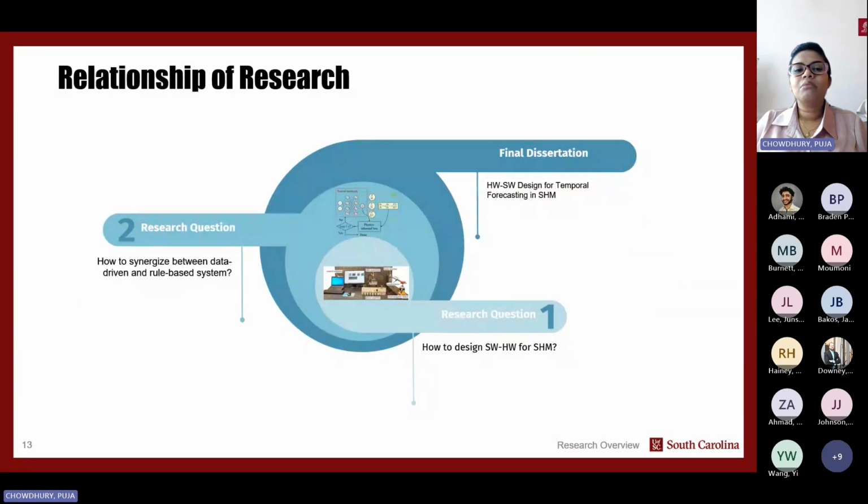Let's look at a preliminary layout of the relationship of my research. The first research question is how to design hardware and software for structural health monitoring. We designed it and made data, but we have some cons. To solve those cons, the other research question 2 came out: how to synergize between data-driven and rule-based systems. These two research questions combine into my overall final dissertation: hardware-software design for temporal forecasting in structural health monitoring.